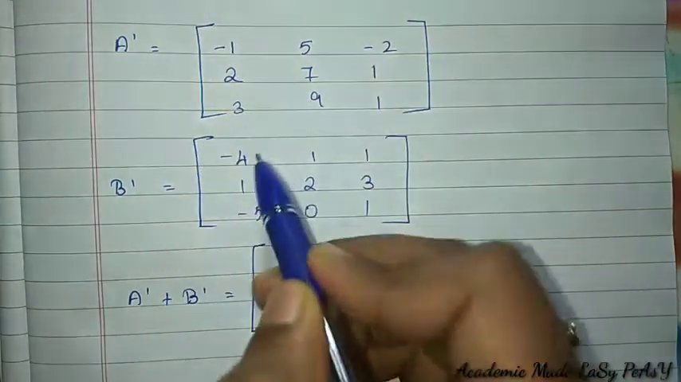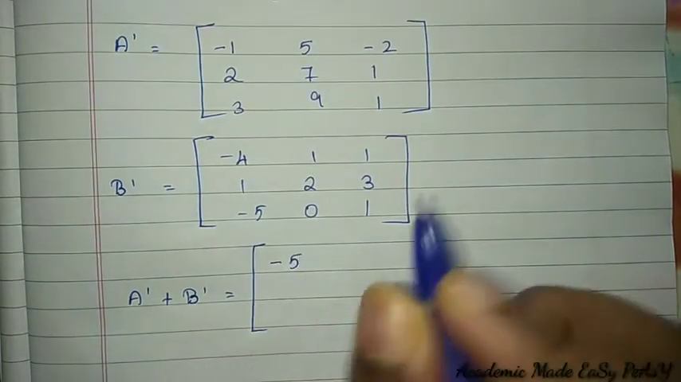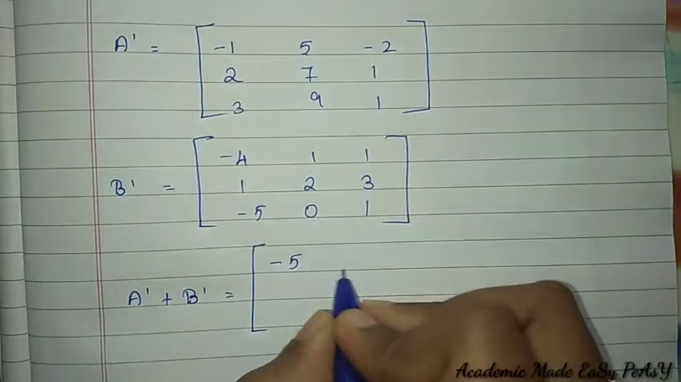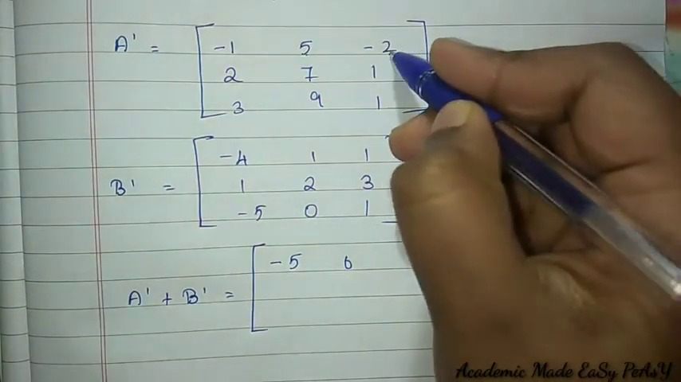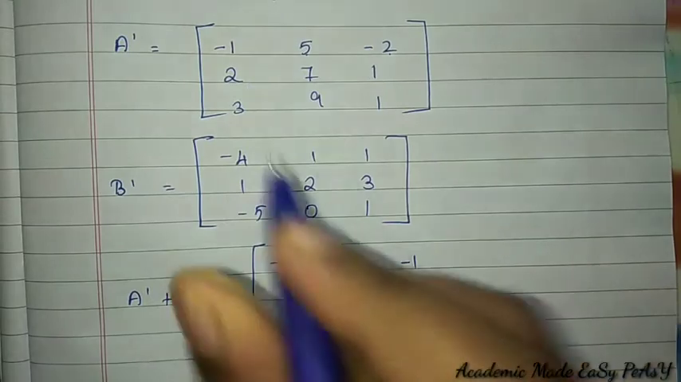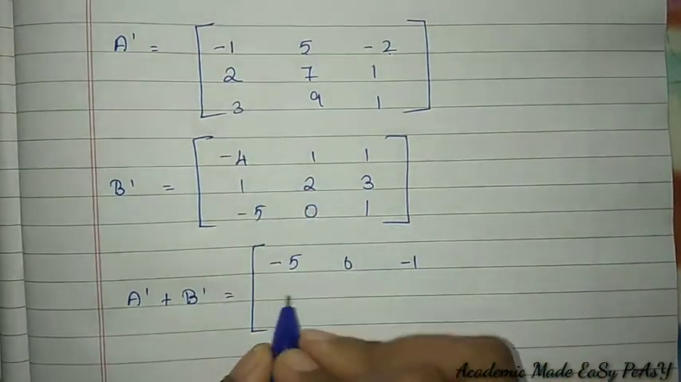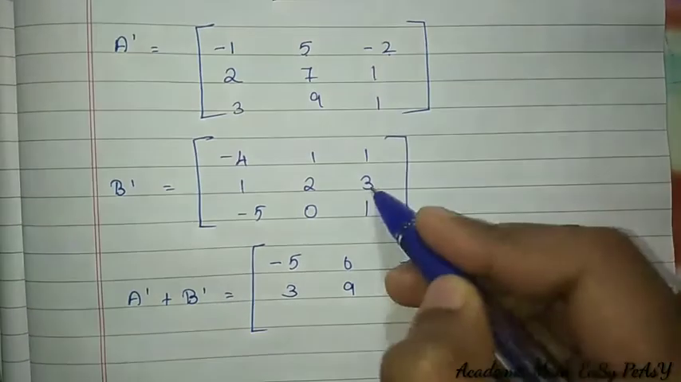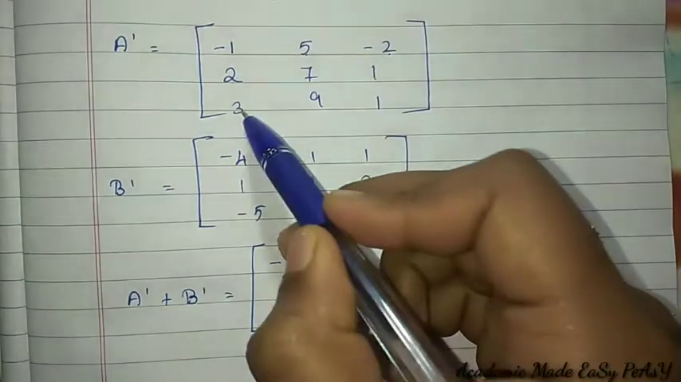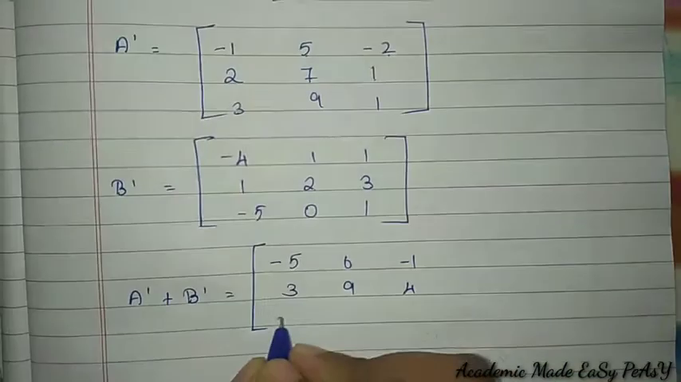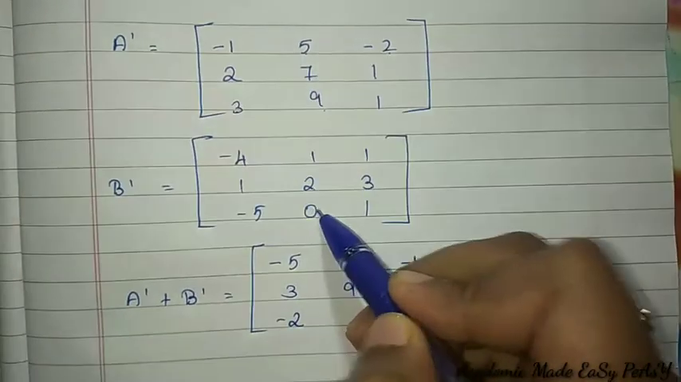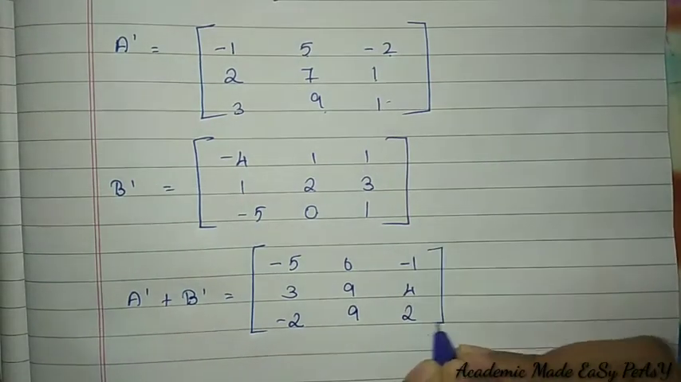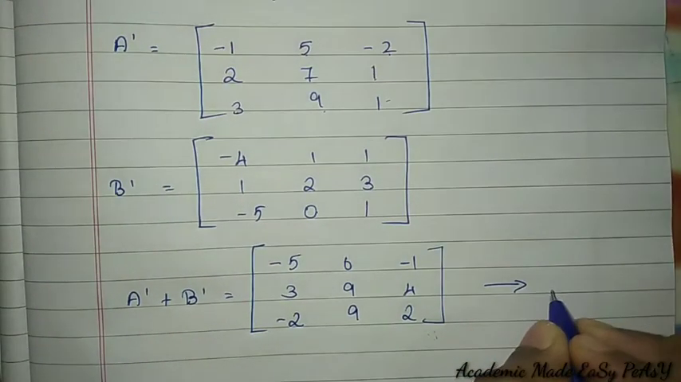Minus 1 minus 4 is minus 5. 5 plus 1 is 6. Minus 2 plus 1 is minus 1. 2 plus 1 is 3. 7 plus 2 is 9. 1 plus 3 is 4. 3 minus 5 is minus 2. 9 plus 0 is 9. 1 plus 1 is 2. So this will be my equation 2.